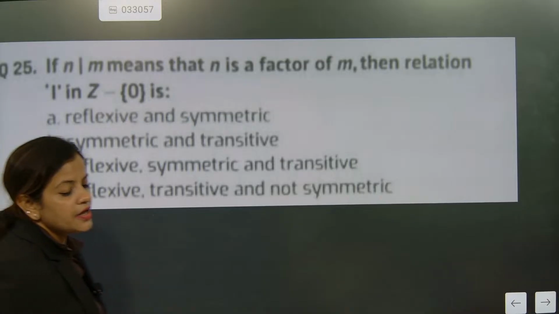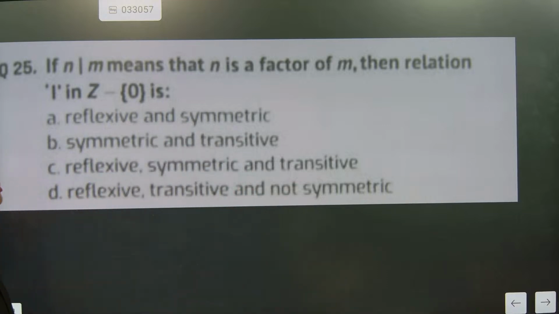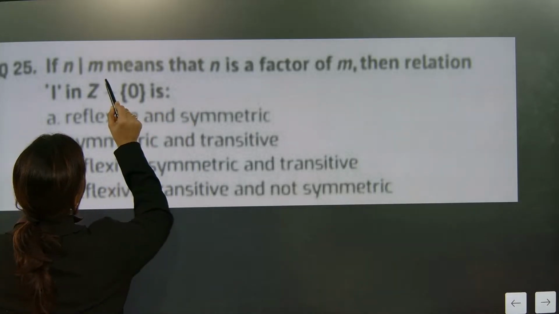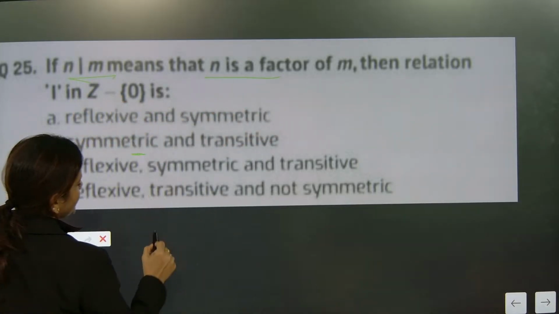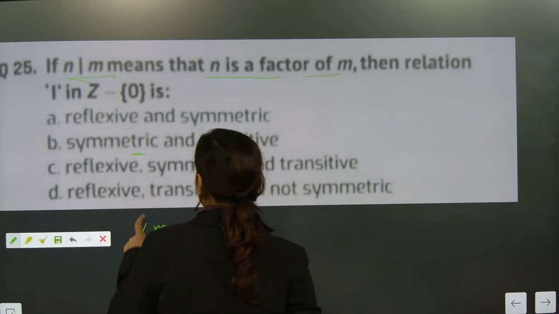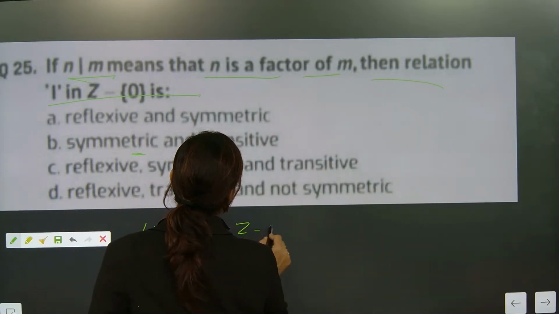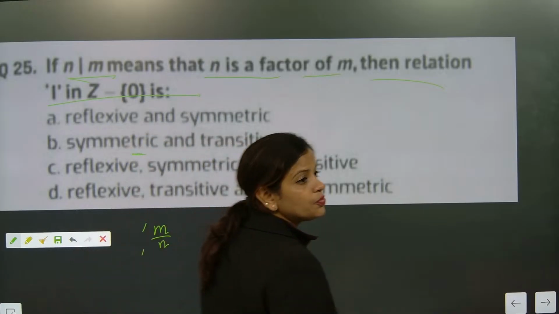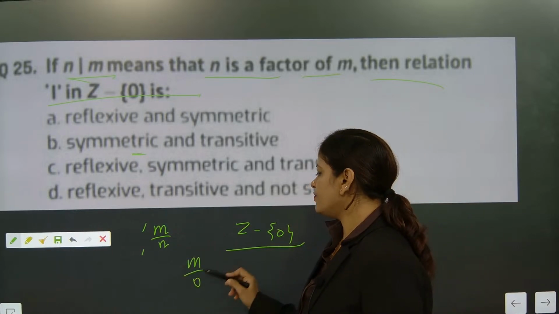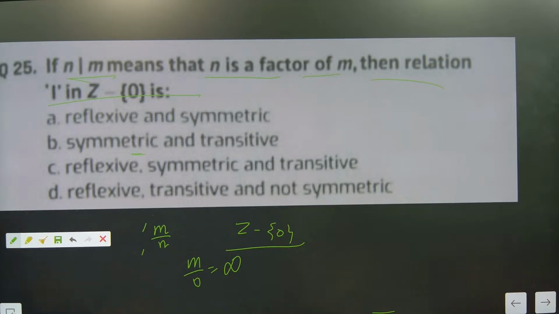Go. Now look here. Next question, check. n divides m means that n is a factor of m. What is the meaning of this line? n divides m. That means m is divided by n. n is a factor of m. Then the relation is on Z minus 0. Means definitely from the integers, 0 has to be removed. Otherwise, if 0 will be there, then it will become infinity. So we removed 0.